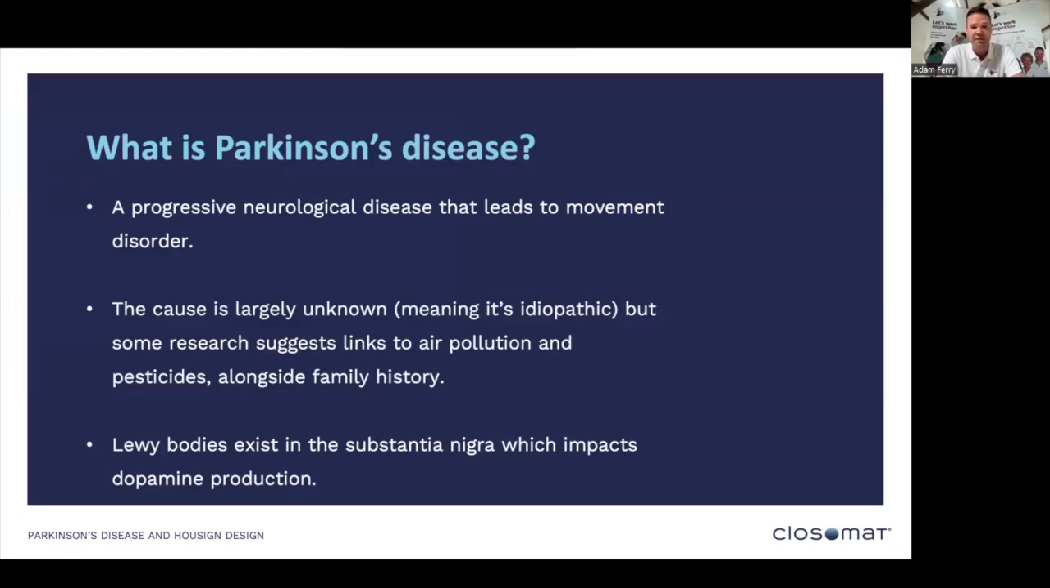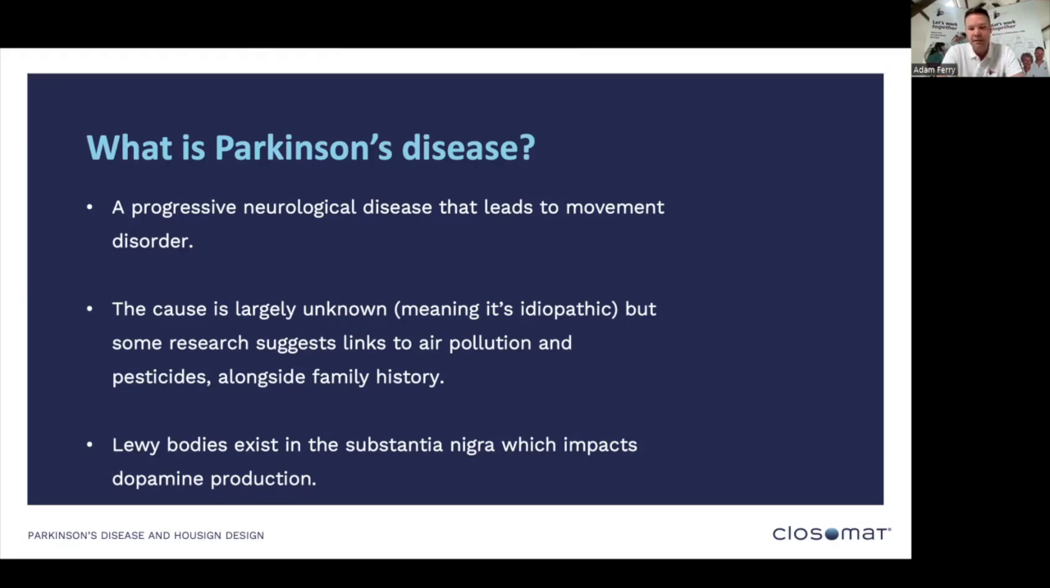So what is Parkinson's disease? It's a progressive neurological disease that leads to movement disorder, so it affects how our body moves. The cause is largely unknown, so the condition is idiopathic, but some research suggests links to air pollution and pesticides, alongside family history and genetics. But there isn't one specific understood scientific reason for one person having Parkinson's disease over another.